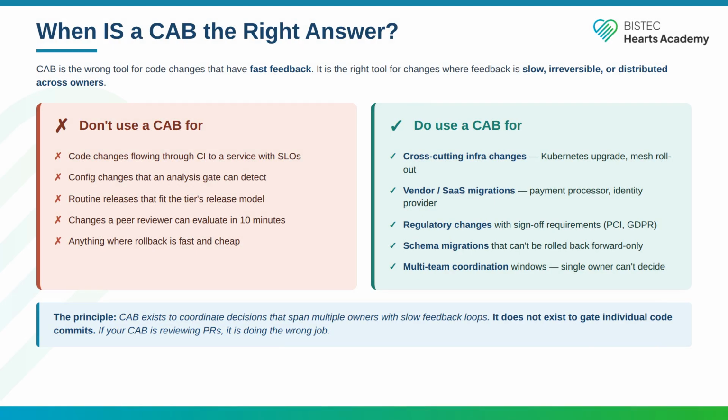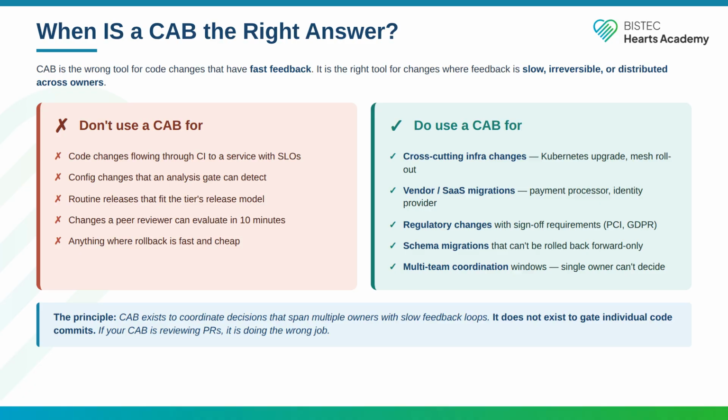CAB is the wrong tool for code changes that have fast feedback. It is the right tool for changes where feedback is slow, irreversible, or distributed across owners. Do not use a CAB for code changes flowing through CI to a service with SLOs, config changes that an analysis gate can detect, routine releases that fit the tier's release model, changes a peer reviewer can evaluate in 10 minutes, or anything where rollback is fast and cheap.